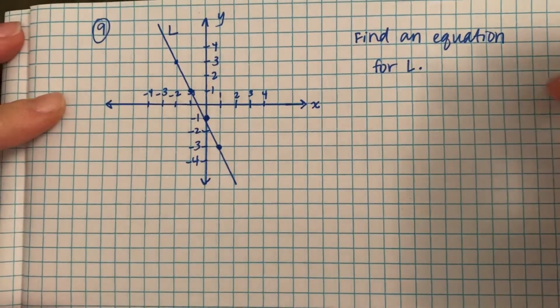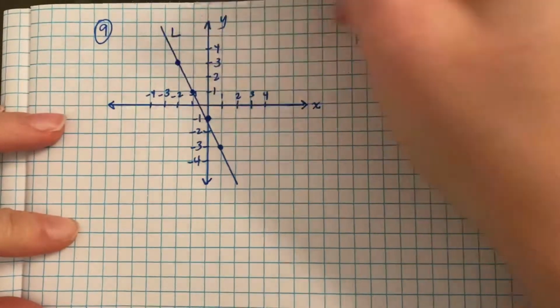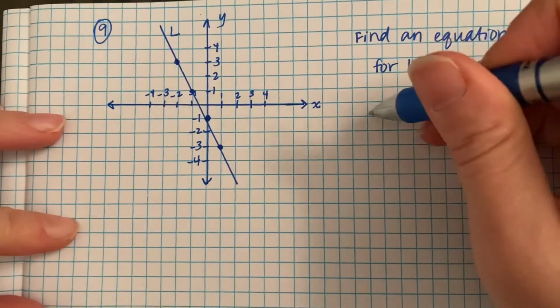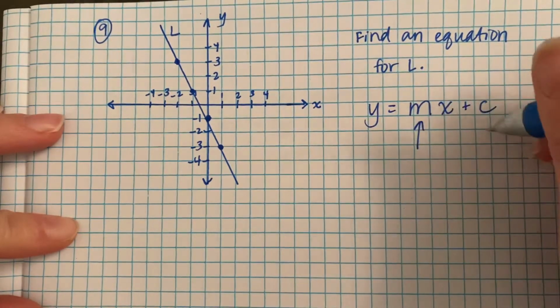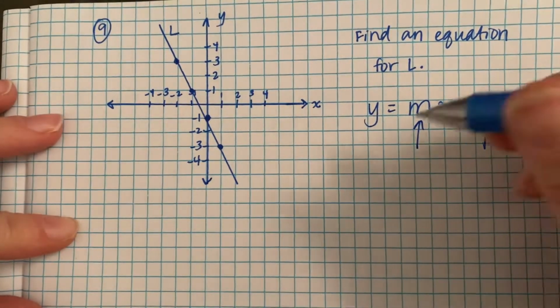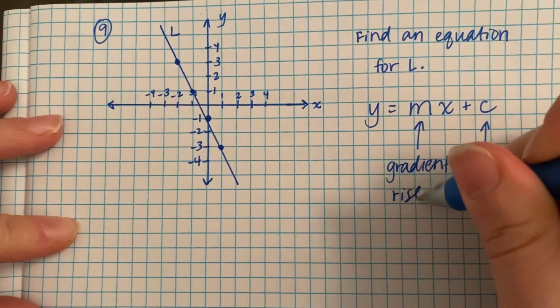There were a surprising amount of people who missed this question, which just tells me we need a quick revision over straight line graphs, because really all you need to remember is y equals mx plus c. Remember what the m value stands for and what the c value stands for. M is the gradient, remember, is rise over run.